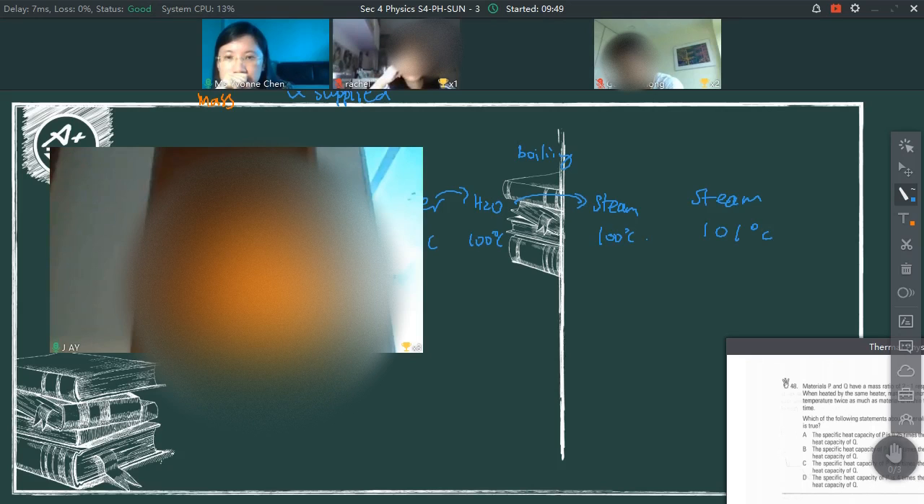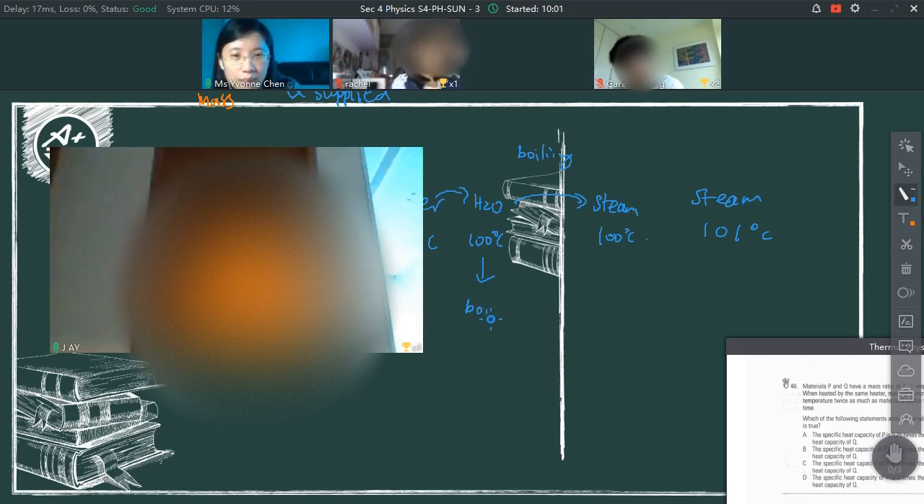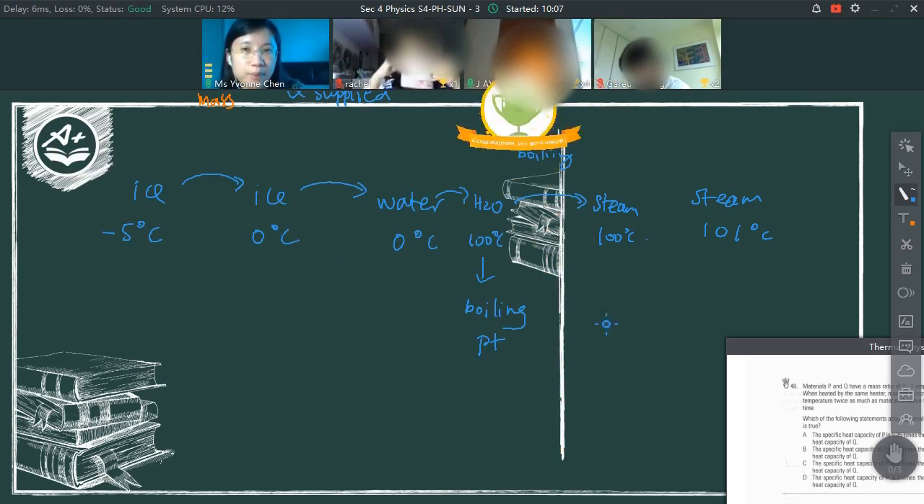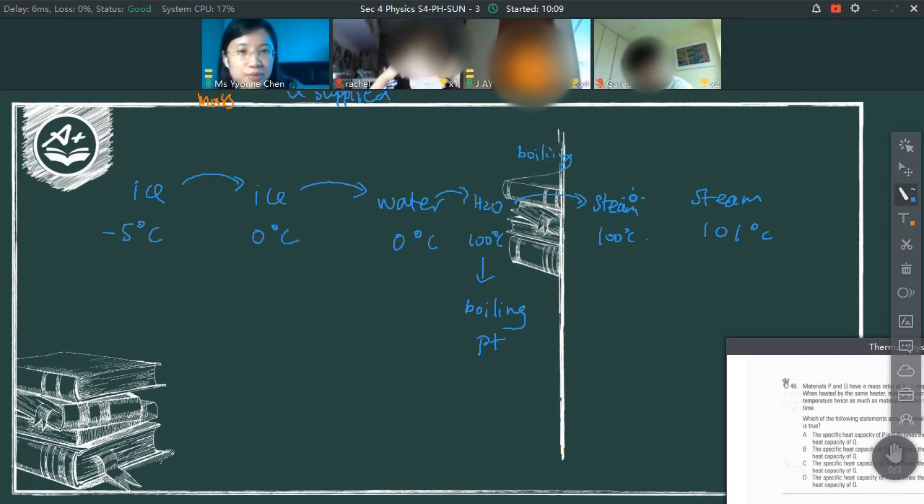Because heat is not required for evaporation. Are you sure? No, it's required. Evaporation, boiling, because this temperature, right? 100 degrees Celsius is the boiling point. Very good. Thank you. Boiling point. Okay, so at boiling point, boiling is better. Then after that, temperature increases, right?